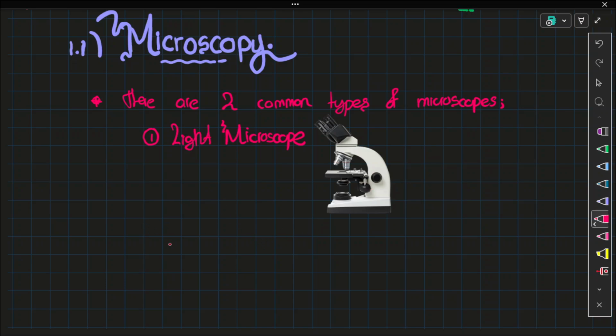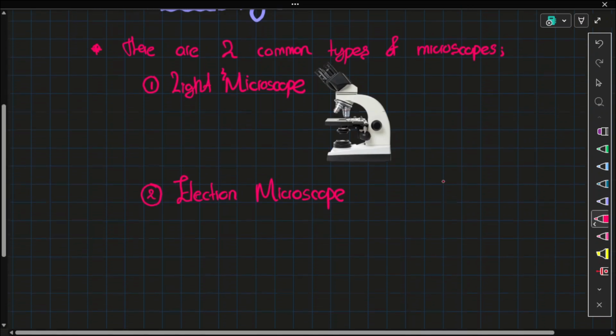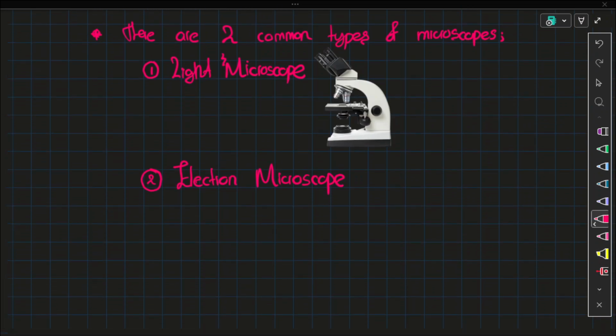Okay, this is a very simple type of microscope. But if you really want to take things up a notch and step things up, we really have to go for the one and only electron microscope. This is much more powerful than your day-to-day light microscope.